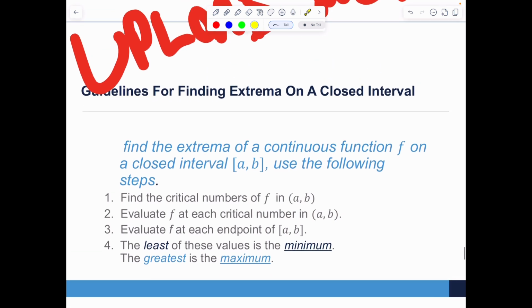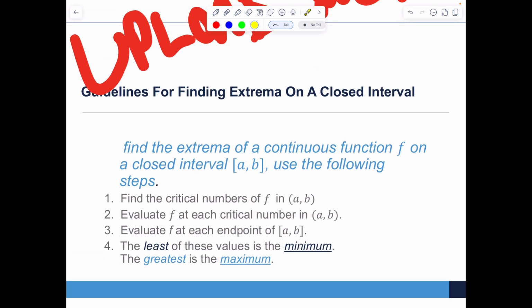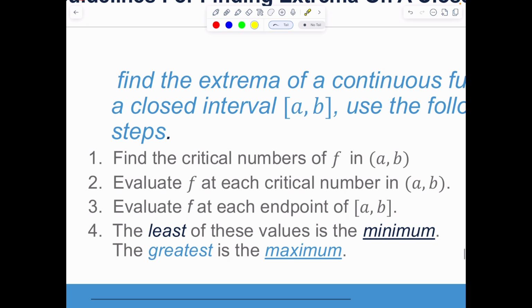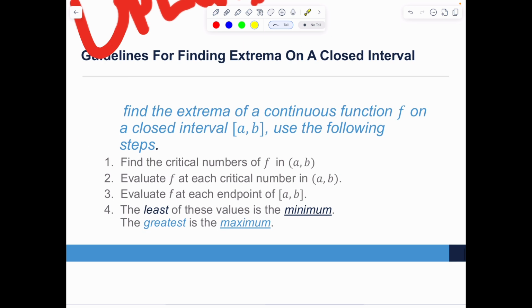But first, I need to just talk briefly about how to deal with the absolute maximum and minimum on a closed interval. Pretty much the same thing you've been doing, except it's actually a little bit easier. The main deal is that we're going to be finding the critical numbers of your function, and then you're going to evaluate that function value for each critical number. But then you have to worry about the endpoints.